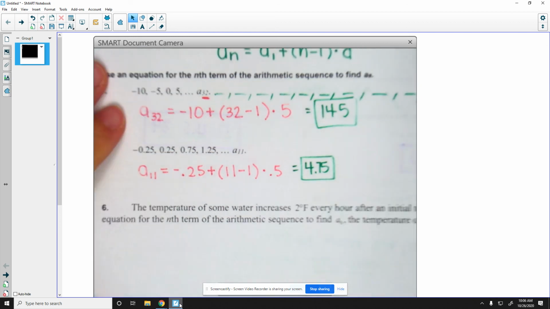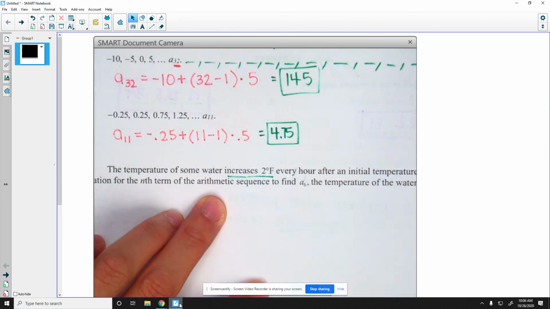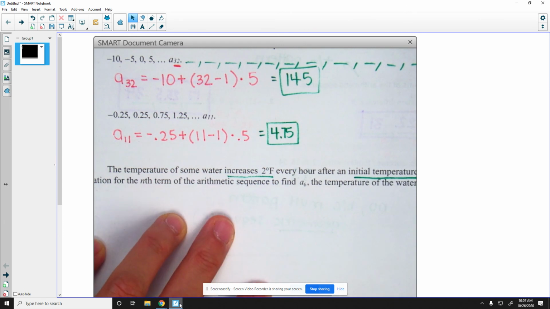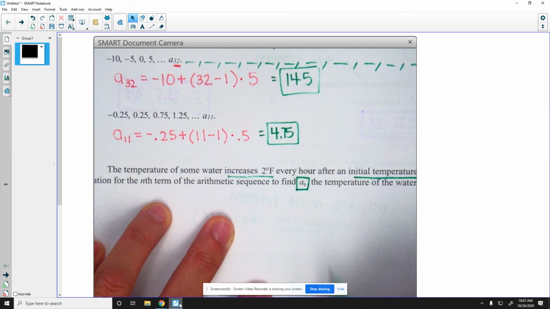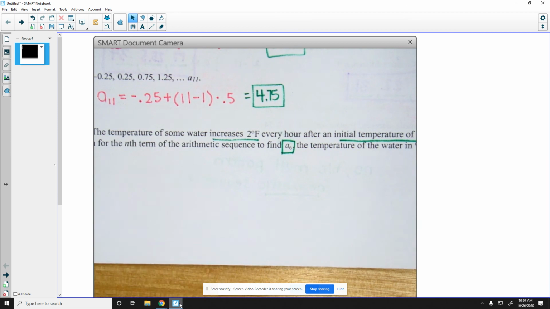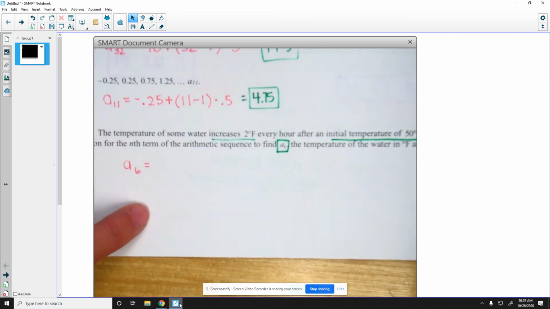Okay, word problem. The temperature of some water increases 2 degrees Fahrenheit every hour after an initial temperature of 50 degrees. Use an equation for the nth term of the arithmetic sequence to find a to the 6th, the temperature of the water after 6 hours. Okay, so we have to plug this into our equation. A to the 6th, because we want the 6th one, equals, all right, A1.